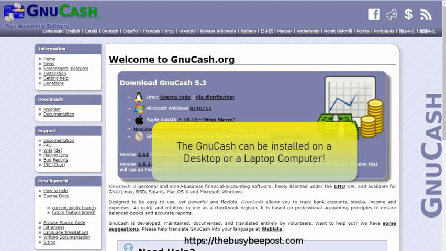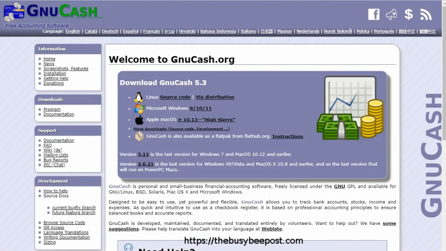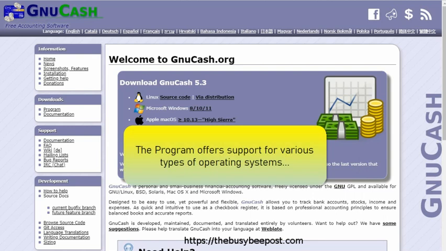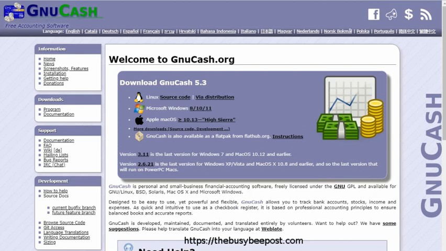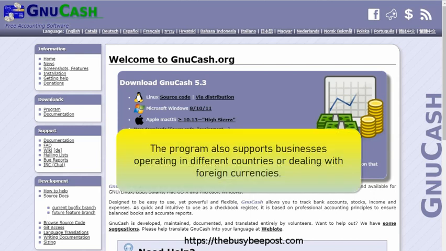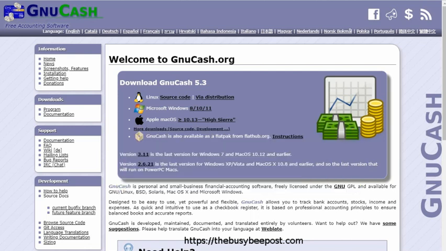GnuCash can be installed on a desktop or a laptop computer. I don't know about you, but I like the idea of having my financial records on my computer and not on a cloud. It offers support for various types of operating systems, from the newest to some of the older operating systems. The program also supports businesses operating in different countries or dealing with foreign currencies.